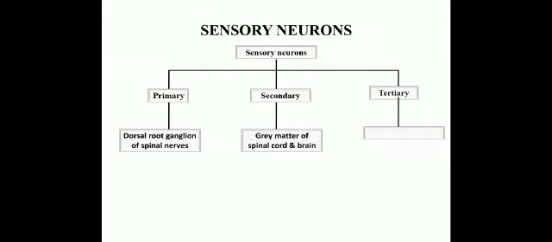Functionally, the neurons are classified as sensory neurons, motor neurons and autonomic neurons. The sensory neurons may be primary, secondary or tertiary. The primary neurons are situated in the dorsal root ganglia of spinal nerves. The secondary neurons are seen in the grey matter of the spinal cord and the brain, and the tertiary are situated in the thalamus.